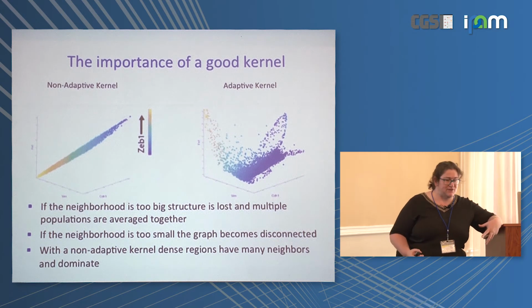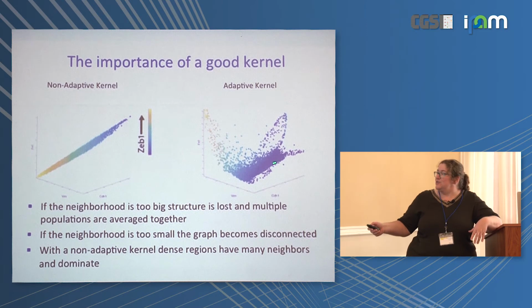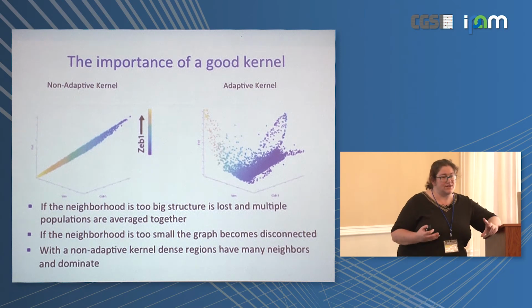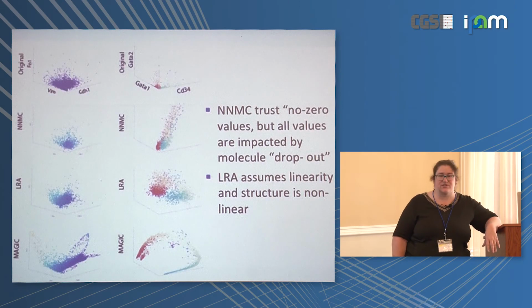But if you do an adaptive kernel, where every single cell has the same number of neighbors, so we basically set sigma to be the distance of the kth neighbor, then you now have an adaptive kernel with a different sigma for each cell based on its local density. And then you can pick up these fine structures.